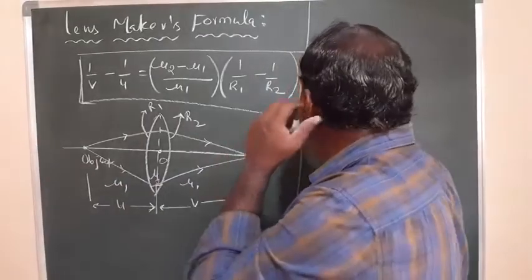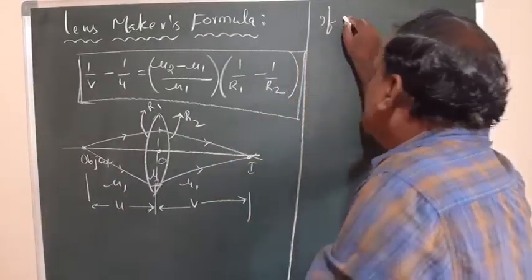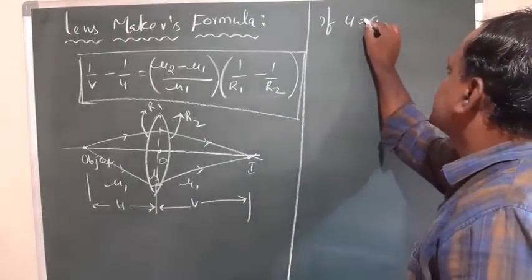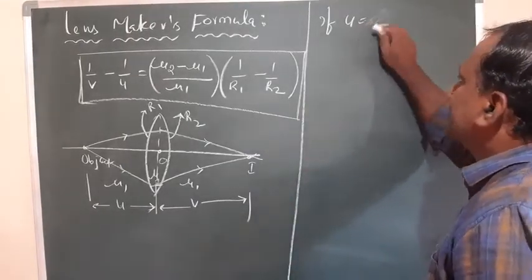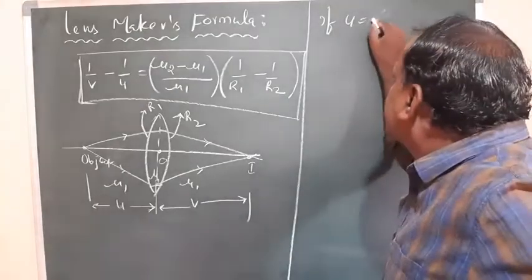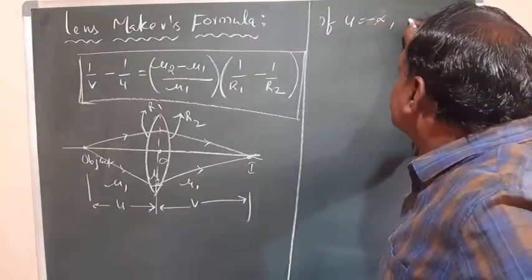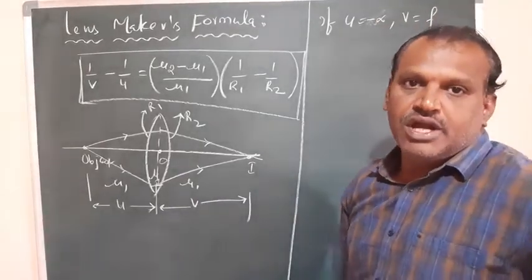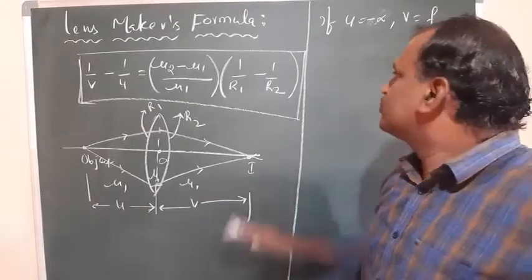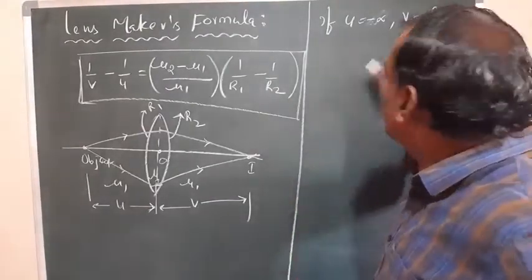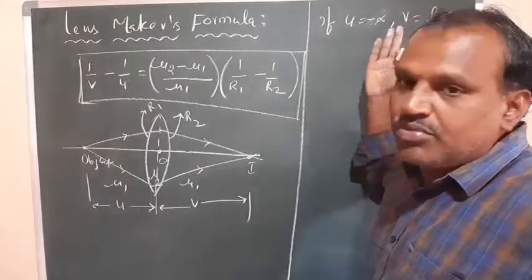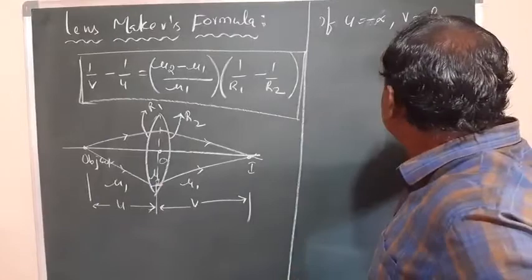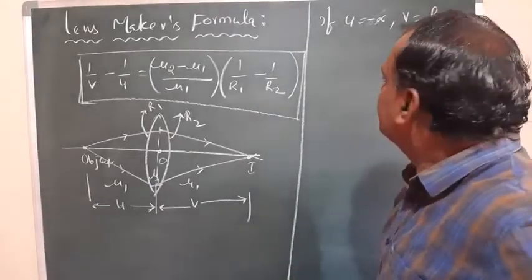So if I take the condition that u is equal to infinity, or according to sign conventions u is equal to minus infinity, then v is the focal length only. The final image will be formed at the focus when the object is at infinity, so v is equal to f. And this can be positive or negative, based on the image formation.